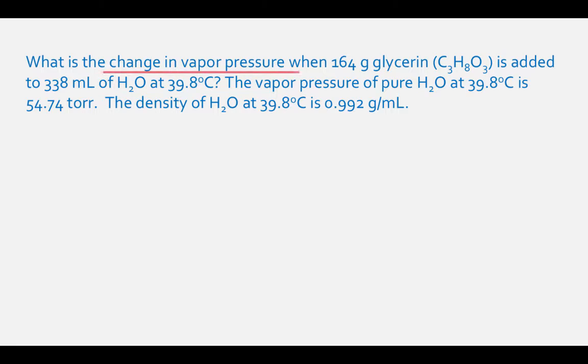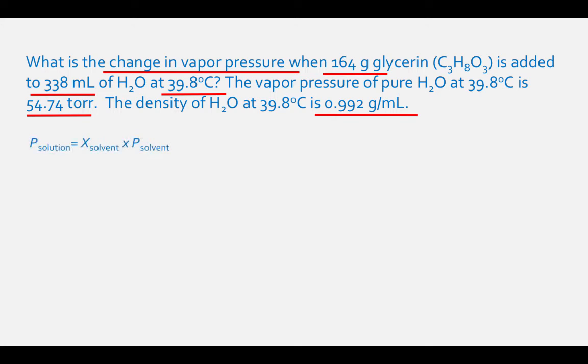First, what are they asking us for? A change in vapor pressure when a non-ionic solute is added to water. What do they give us to solve for this? They give us a mass of the solute and the volume of the solvent. They give us a temperature and the vapor pressure of the pure solvent and the density of the solvent. What do you need to know to solve for the answer?